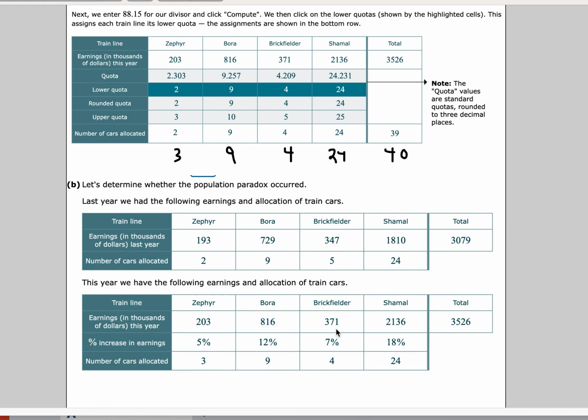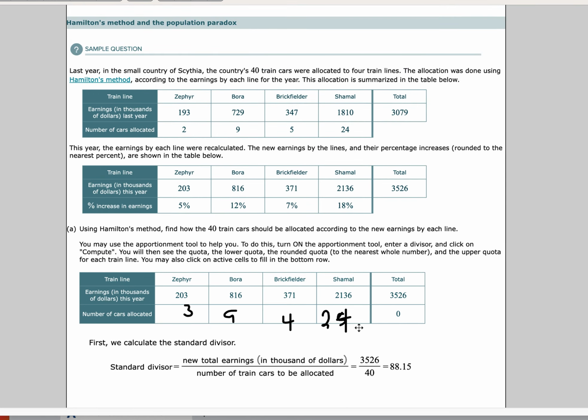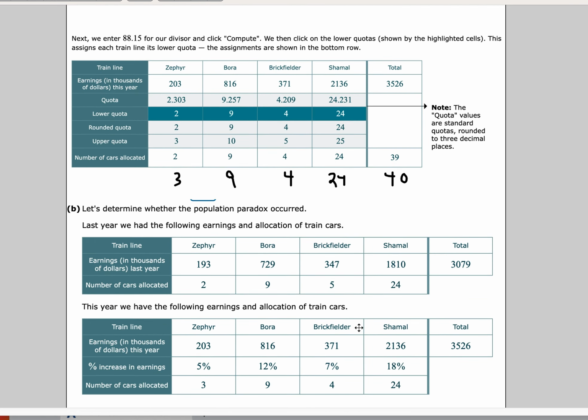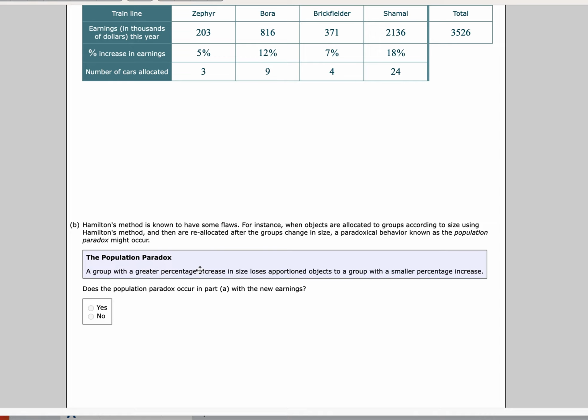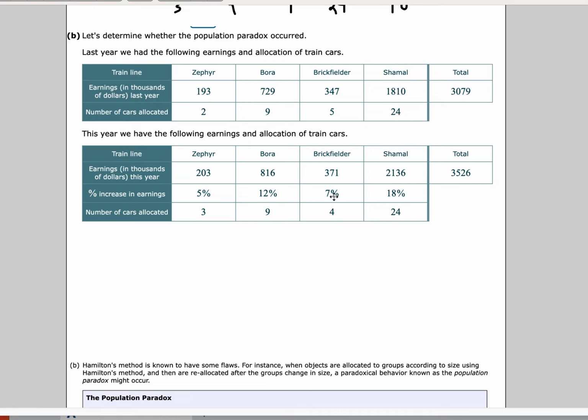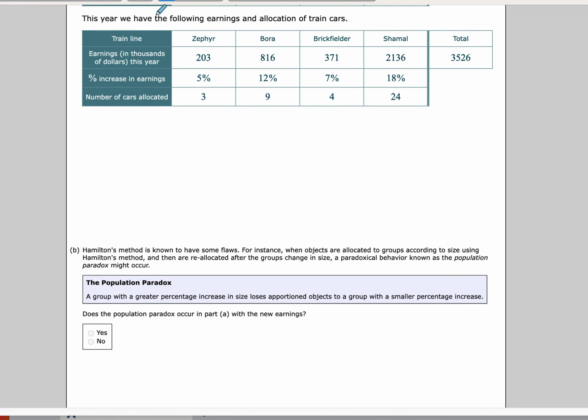This year we have this many. Now the question is, did the population paradox occur? It did. What is the population paradox? The population paradox says that as each city has a percentage increase, well, they all should remain the same. No one should lose anything, but it appears that Brookfielder lost something. So a group with a greater percentage increase loses an apportioned object. Brookfielder had a higher percentage increase than Zephyr, but they lost one of their cars. So yes, the population paradox occurred.